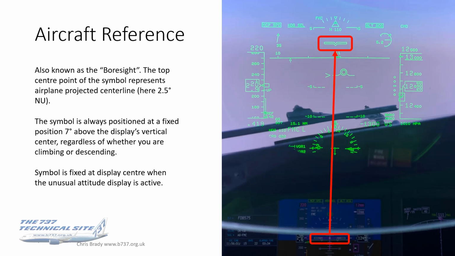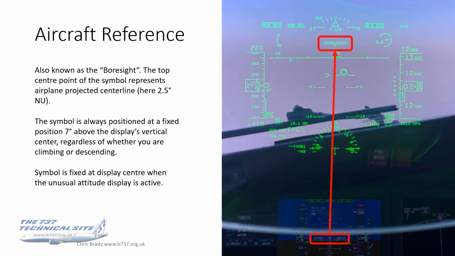The aircraft reference, this is why I hesitated a moment ago when I said the aircraft is pointing. We've got to be really clear about what we mean with this terminology. So let's go through those steps now. This is the aircraft reference, also known as the bore sight. The top center of this symbol represents the aircraft projected center line. So this is where the physical body of the aircraft is pointing. That's slightly nose up, 2.5 degrees nose up above the horizon. That doesn't mean that's where the aircraft's going. That's just where the aircraft's pointing.